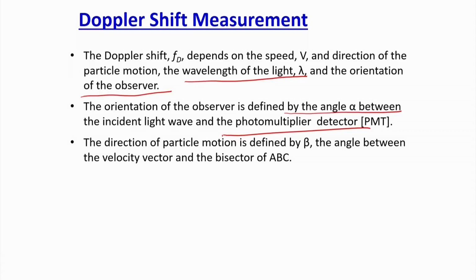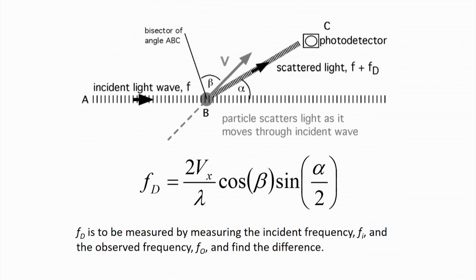This beta angle is between the velocity vector and the bisector of ABC. So, I have this figure here. Suppose there is a light which is being incident on a moving object. This object is itself moving at a velocity v, in this direction. Okay. And there is a photodetector which has been placed somewhere along this line. Okay. So, what will happen?